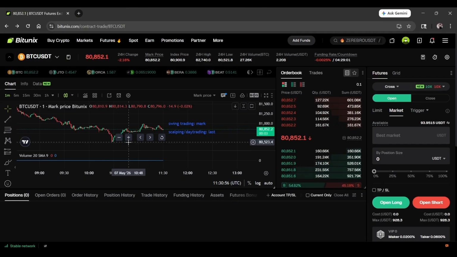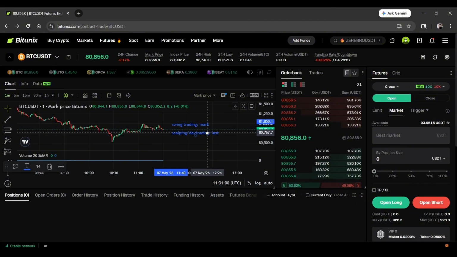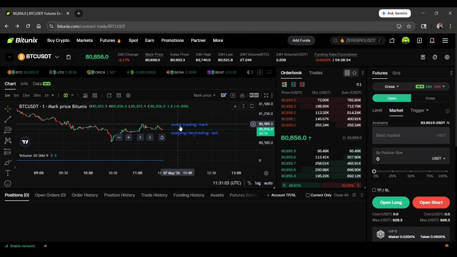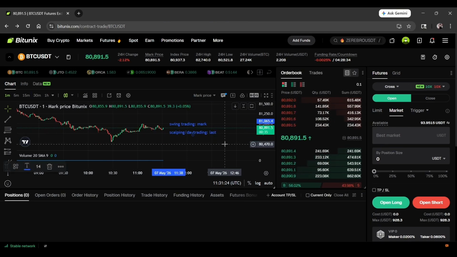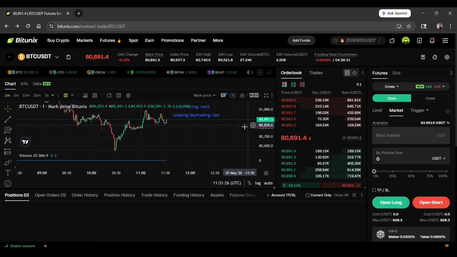Now I'm going to explain the actual use case between mark and last price, and when I would recommend for you to use mark versus last. I've boiled it down basically to this. If you're swing trading, so if you're taking like 1 or 2 trades every month, then I would recommend for you to rely on the mark price. But if you're scalping or day trading, taking somewhere between 10 to 30 trades per month, then I would recommend for you to just use last. I'm going to explain the reasoning for why as well.